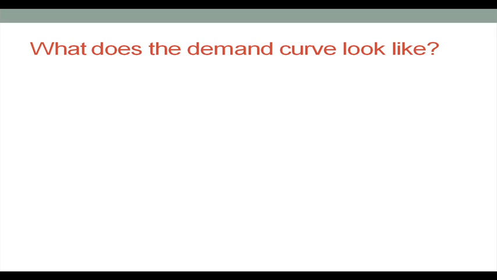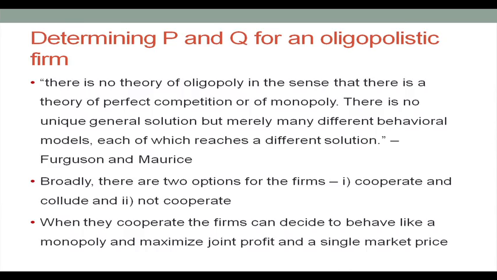So that situation we are going to discuss later. Now let's move on to the situation where they do not cooperate, or the situation where a firm behaves individually. It makes its choices individually, and then decides what price to charge and what quantity to produce.